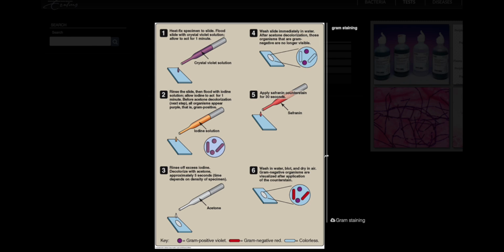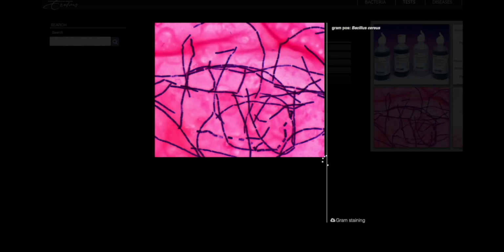Gram stain. Applying a primary stain, crystal violet, to a heat-fixed smear of a bacterial culture. Heat fixing kills some bacteria, but is mostly used to affix the bacteria to the slide, so that they don't rinse out during the staining procedure.